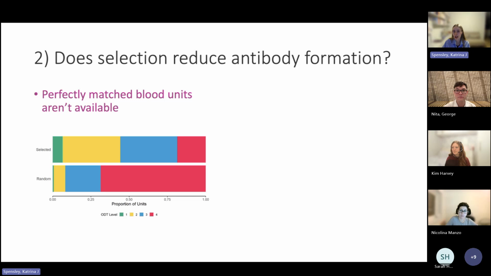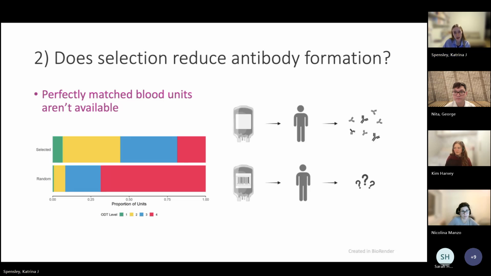This chart is a comparison of how the selection is improving the matching. The bottom row shows the random units of blood that we were giving prior to the study, and the green block on the far left would be a perfect match, and the red block is the worst category of match. So with the selection in the top row, we're managing to give more patients perfect matches, so the green box is growing, and fewer patients are getting the worst matches, so the red box is shrinking. But we're still not managing to get a perfect match into everybody, which is what we would expect.